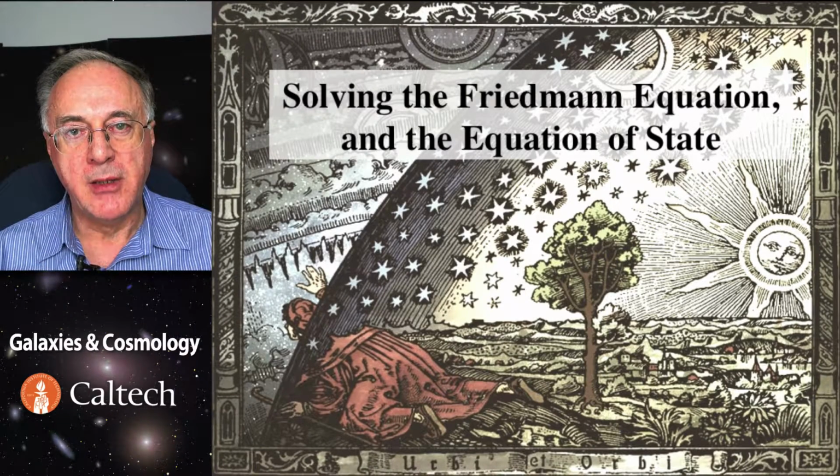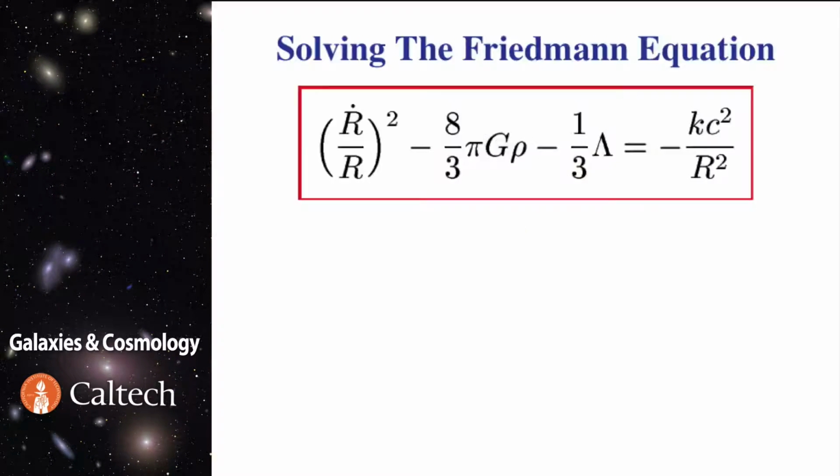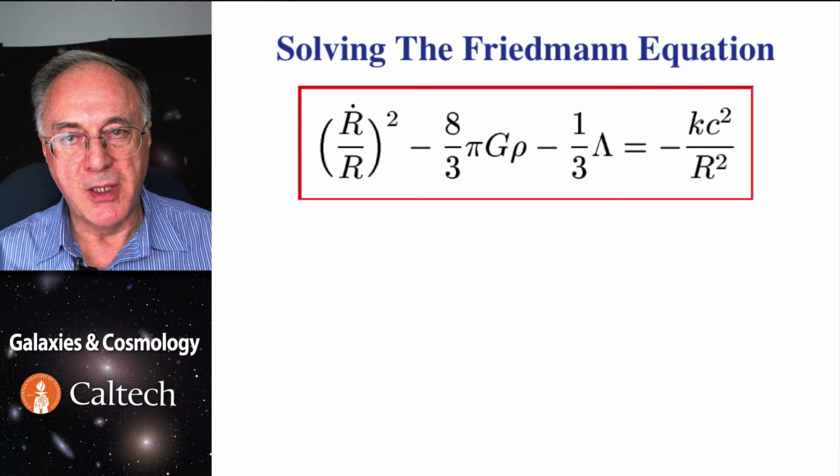Hello again. So far, we introduced Friedman equation, which is the basic equation of relativistic cosmology. Its solutions describe how the universe is expanding as a function of time, and therefore how a distance between any two different objects can be computed. So here is Friedman's equation in its newly expressed form as a function of cosmological parameters.